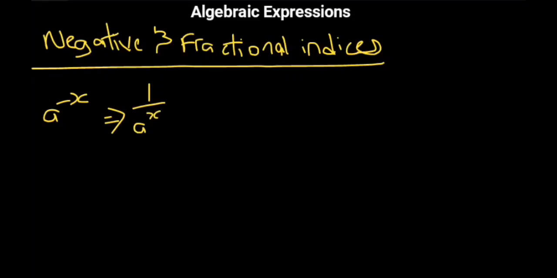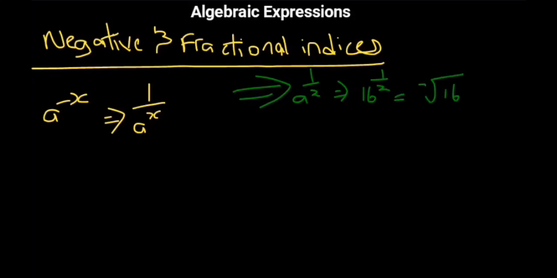Moving over to our right, we will see how we convert a fractional index to a normal number or expression. If we have a to the power of a half, substituting a value, 16 to the power of a half, we can then write the square root of 16. Our denominator 2 then goes into that root there, because square root and 2 is the same. So we can rewrite that as the square root of 16, and we know the square root of 16 is equal to 4.